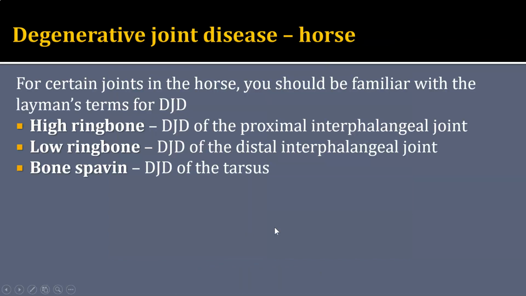For certain joints in the horse, we should be familiar with some layman's terms for degenerative joint disease. The horse phalanges, both the proximal and distal interphalangeal joints, when they have degenerative joint disease, the layman's term for that is ring bone. The term high ring bone will apply to arthritis of the proximal interphalangeal joint, and low ring bone will apply to arthritis of the distal interphalangeal joint. The term bone spavin applies to degenerative joint disease or osteoarthritis of the tarsus.